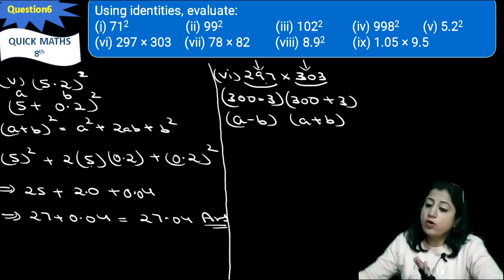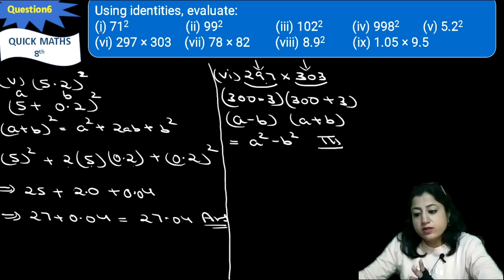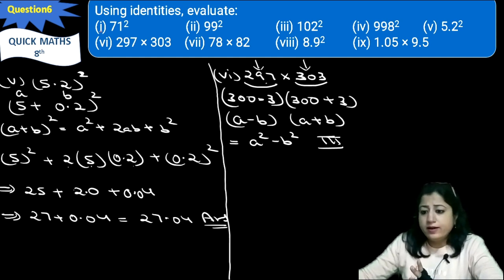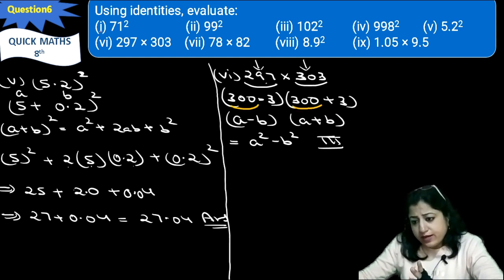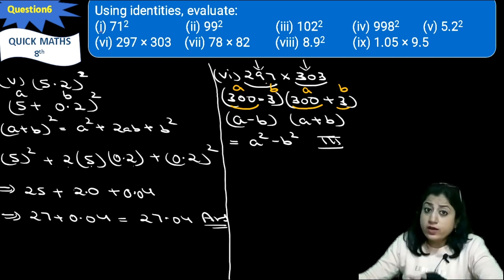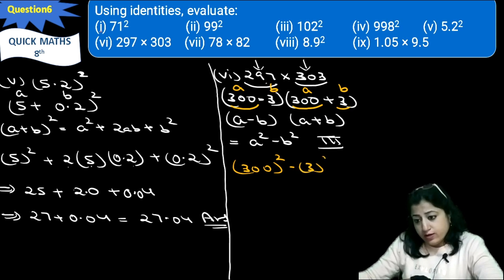It is very easy, because according to the third identity, a minus b times a plus b is of the form a square minus b square. Now here a and b are given. Using the yellow pen I can highlight: this one is a, 300 is a, and b is 3. So a minus b, a plus b, and the answer is a square minus b square. A is 300, b is 3.